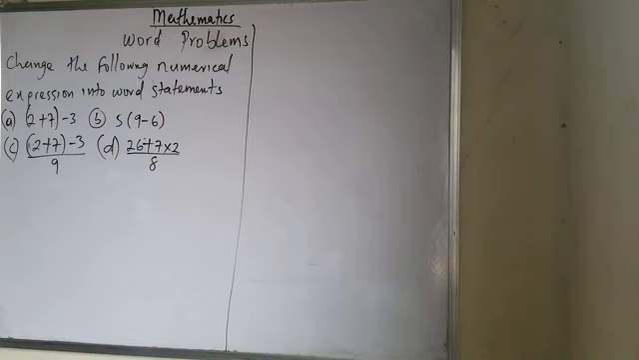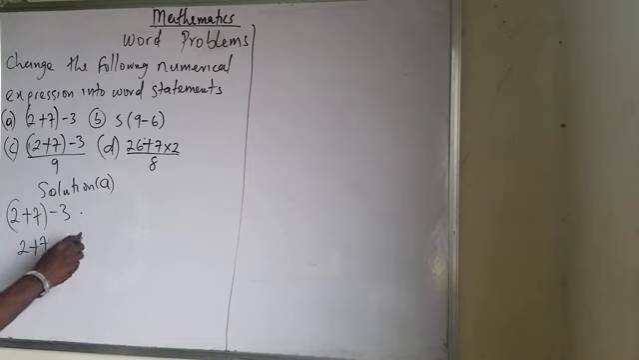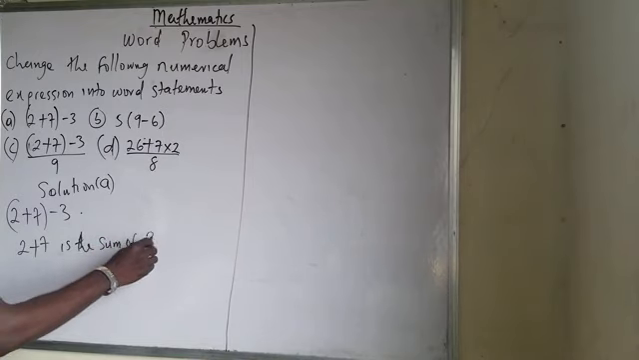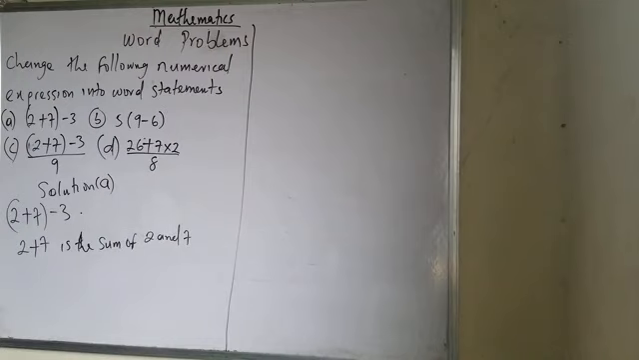Now, I have this statement. I have solution to A. Solution to A. Now, I have this 2 plus 7 bracket of minus 3. Now, I want to turn this to a word problem. What I mean there is that 2 plus 7 is the sum of 2 and 7. Sum of 2 and 7.